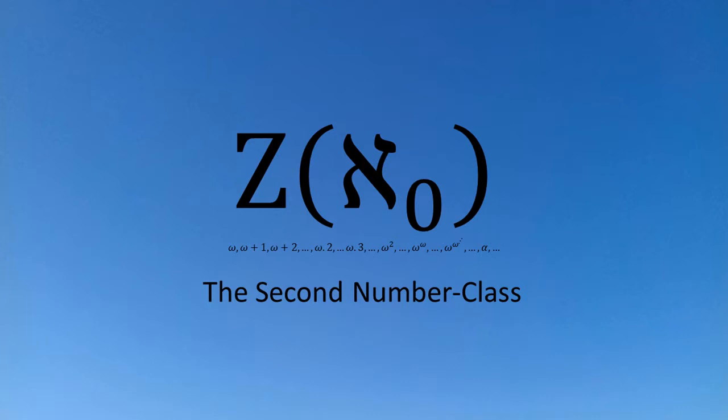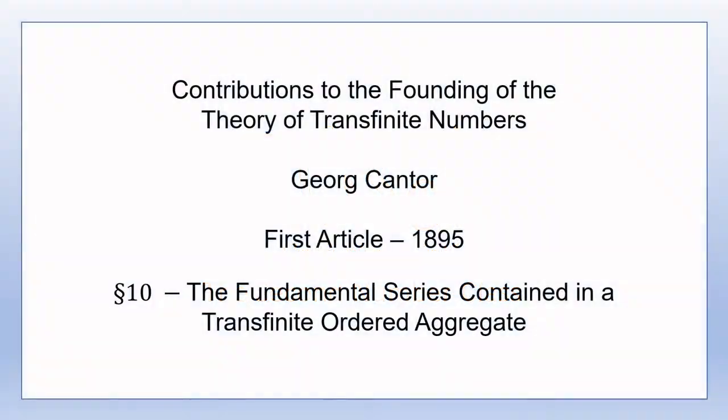This is the 10th video in my series of videos on Georg Cantor's 1895 and 1897 articles on the theory of aggregates and transfinite numbers. Section 10 is titled The Fundamental Series Contained in a Transfinite Ordered Aggregate.